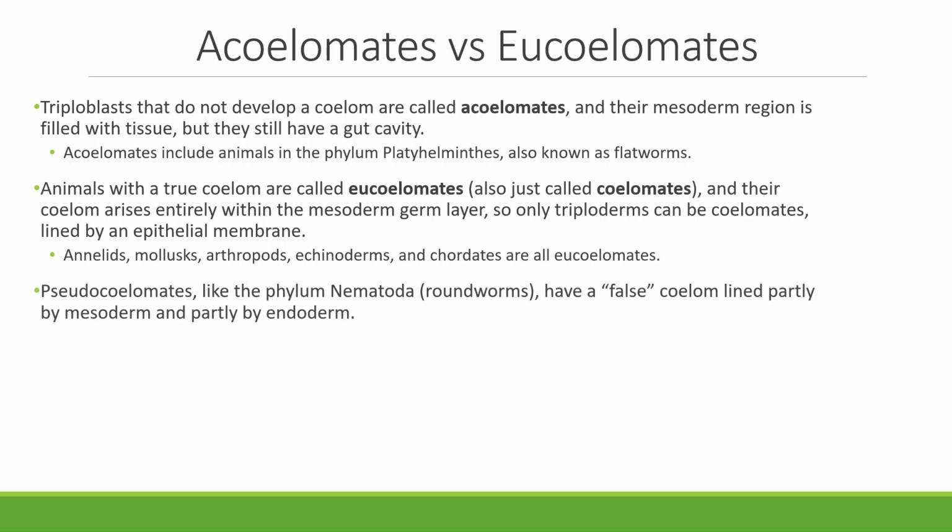A third group, called pseudocoelomates, has a body cavity that is lined by mesoderm on the outer side only, while the inner side remains lined by an endoderm. Roundworms in the phylum Nematoda belong to this category. These 3 body cavity types allow us to subdivide the triploblastic branch of the phylogenetic tree with even greater precision and show how different lineages solve the problem of internal support and organ protection in distinct ways.